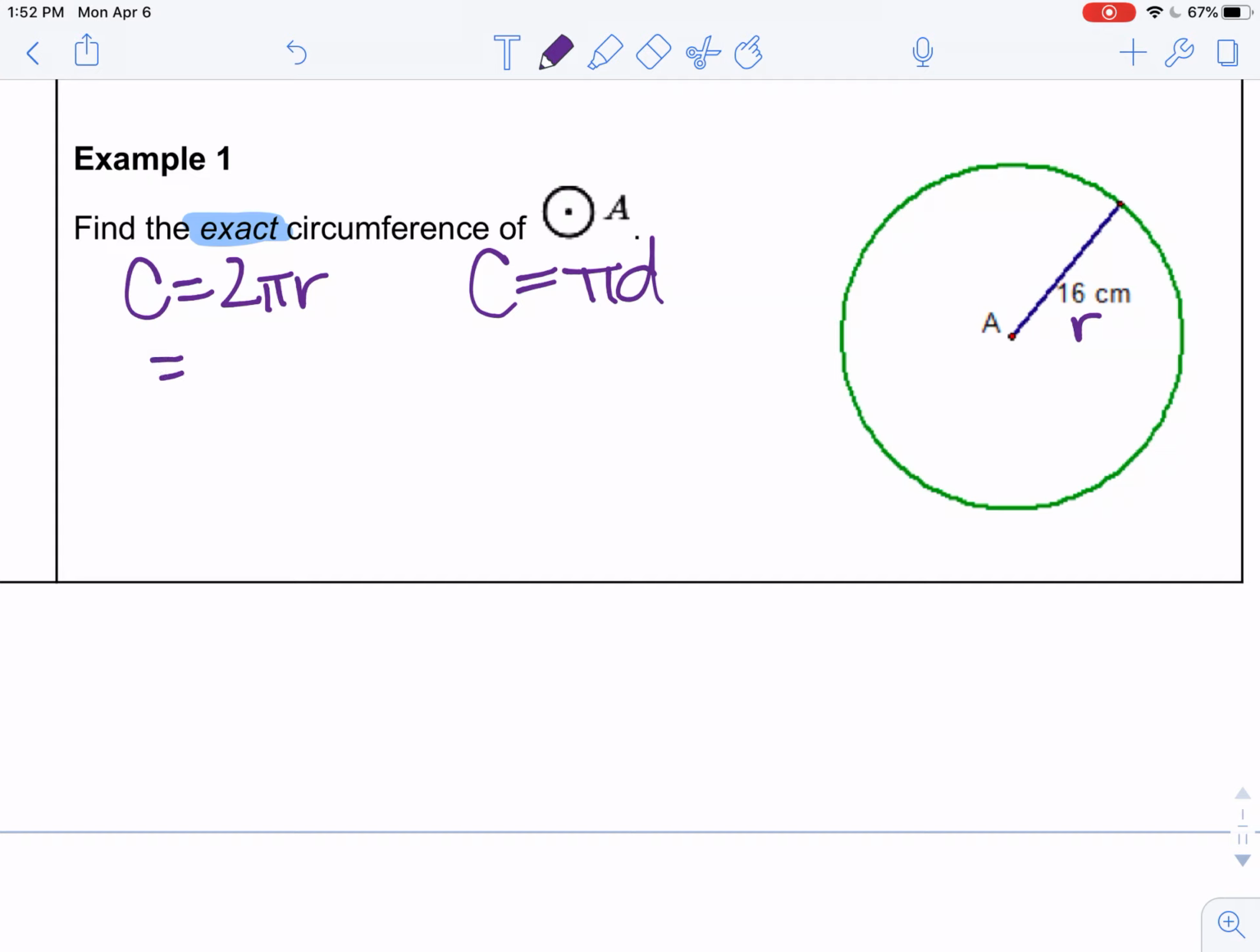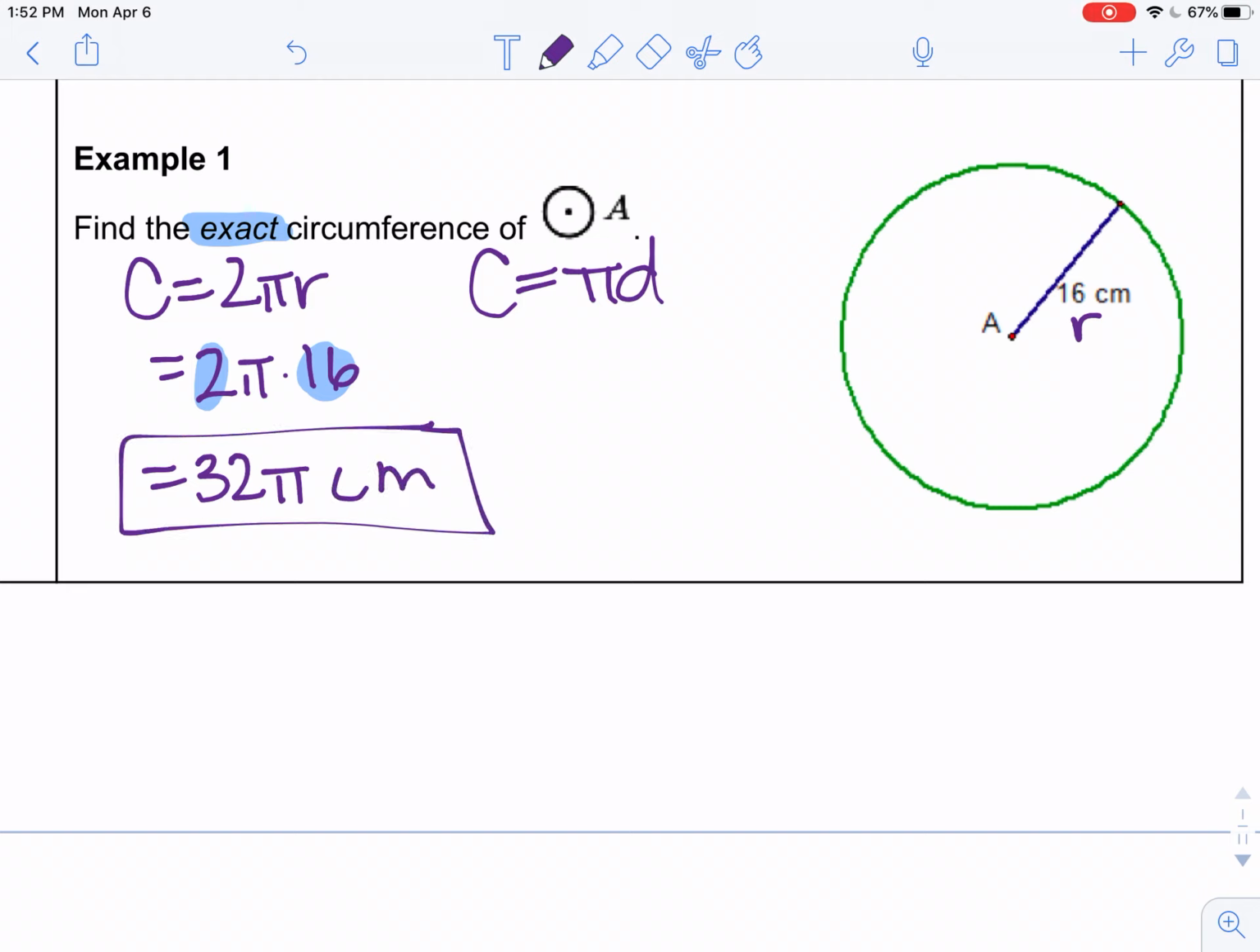And I'm going to plug in 2 times pi times 16. Since I want exact, as soon as I type in pi into my calculator, it's going to be some gross decimal. So to keep it exact, I'm going to take 2 times 16 to give me 32. And I'm dealing with pi. And since circumference is a length, it's going to be 32 pi centimeters as our exact length.